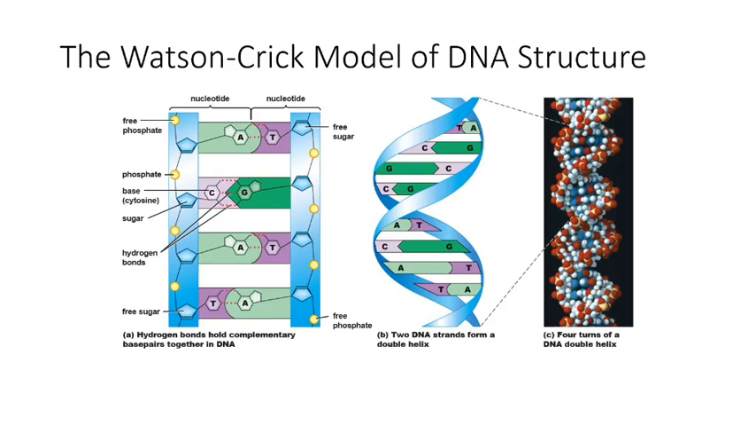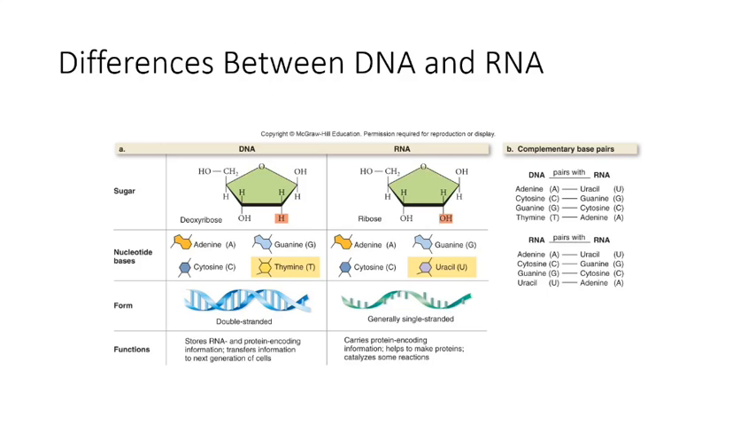When these two sequences of nucleotides come together, we end up with a double-stranded molecule of DNA. So in our DNA, deoxyribose is the sugar. We have 4 nitrogenous bases. We have A, G, C, and T, and they form a double-stranded double helix.